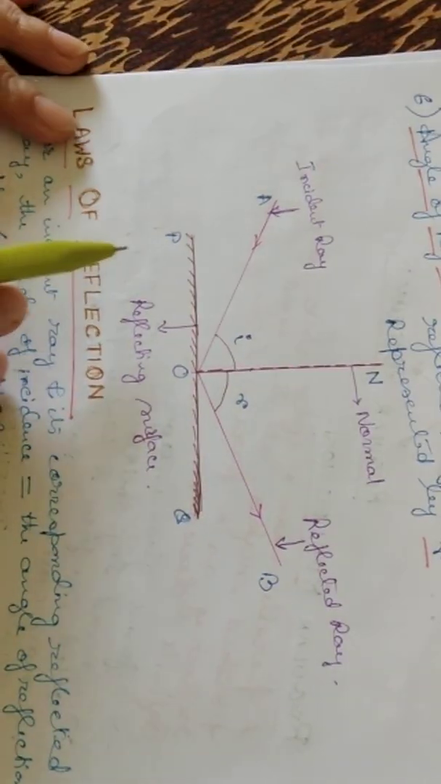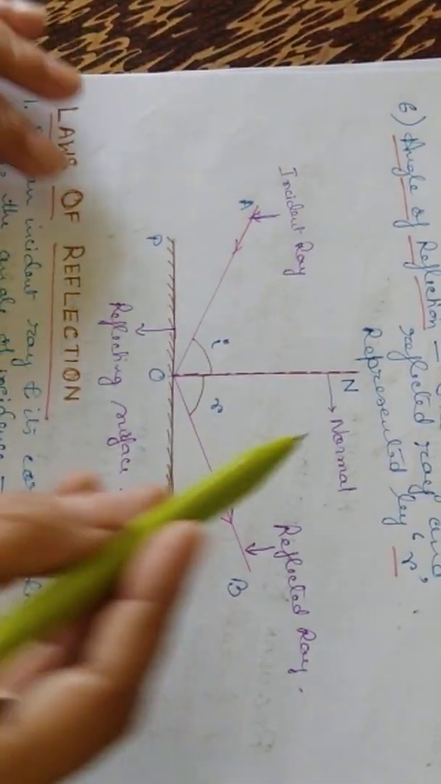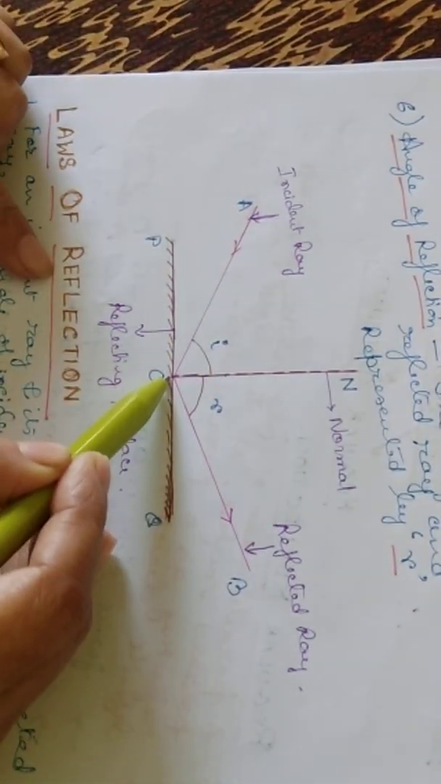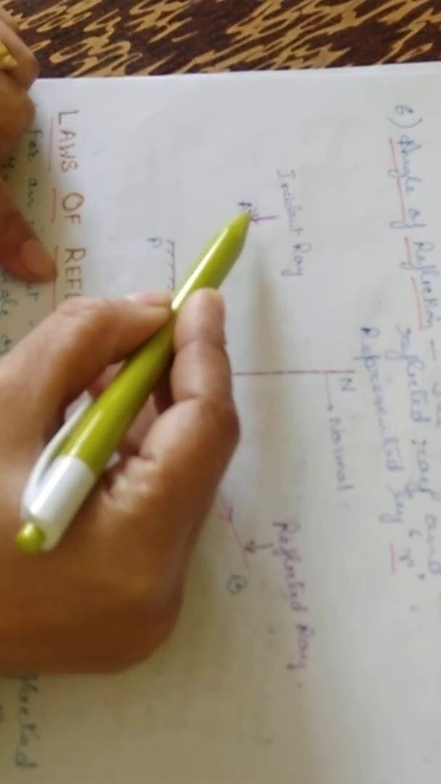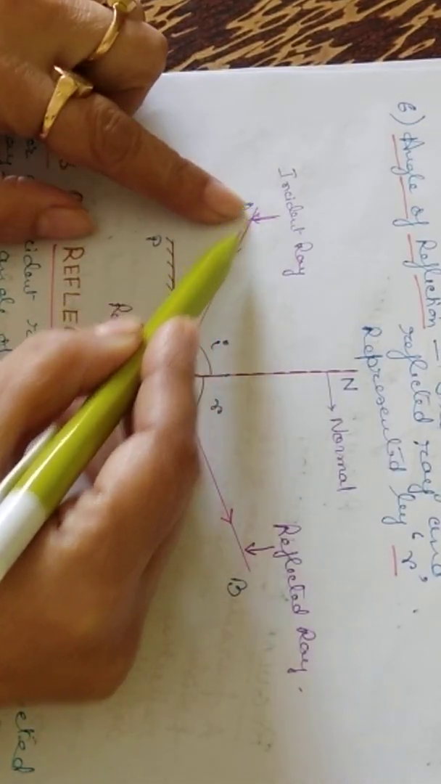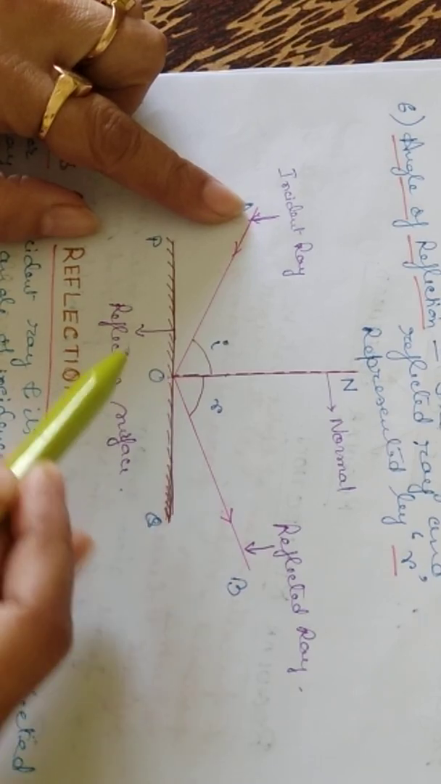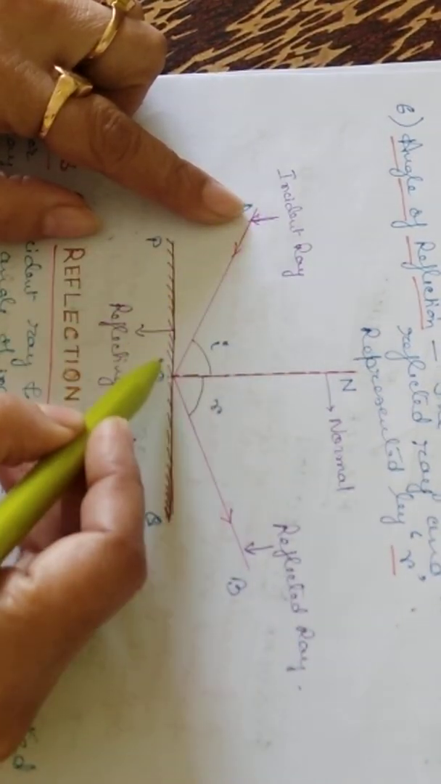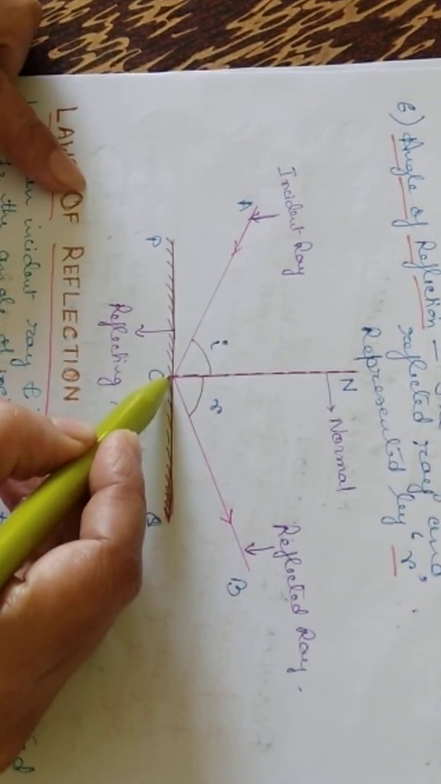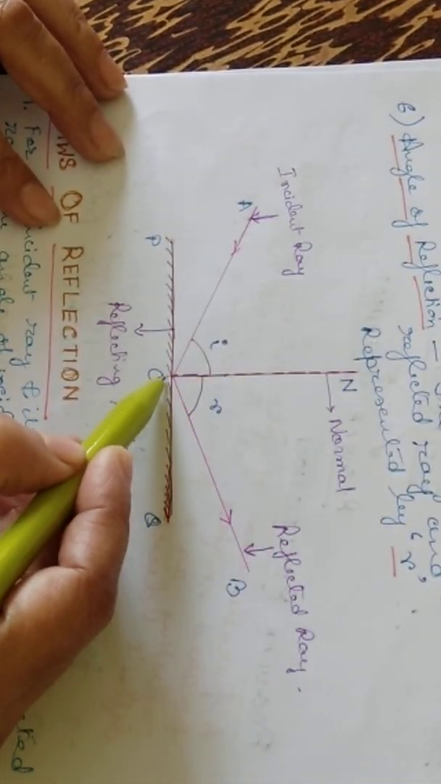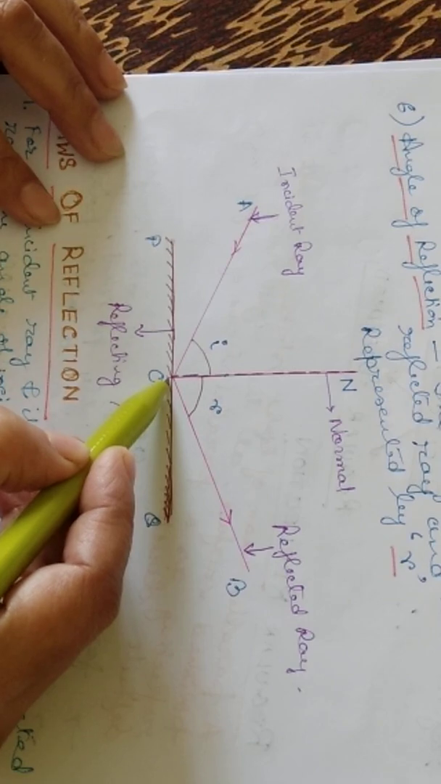For example, I can show you from this image. This is the incident ray, the ray which is striking on the surface. This is the reflecting surface. The incident ray is the ray of light which is striking on the reflecting surface. The point where the incident ray is striking on the surface is known as the point of incidence. And at this point of incidence, if we draw a perpendicular on the surface, this is known as the normal.